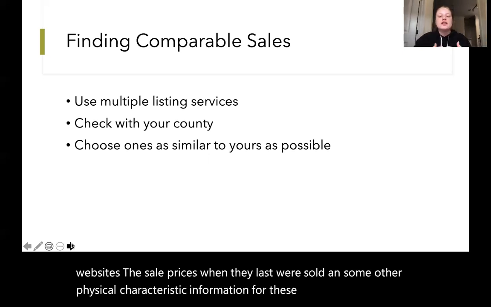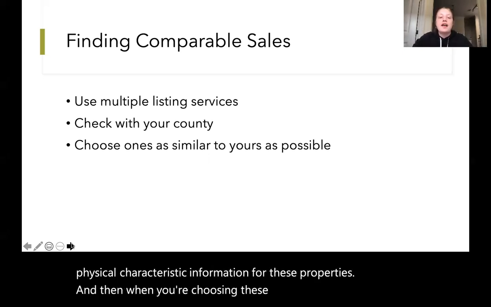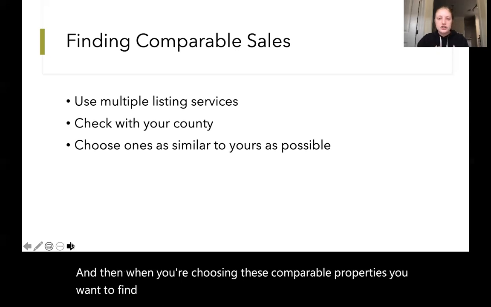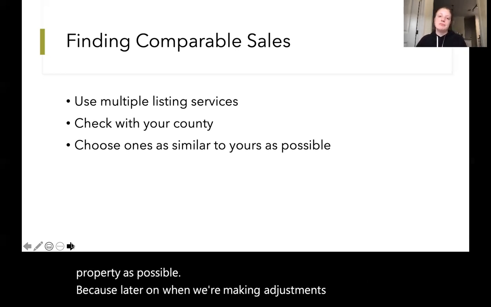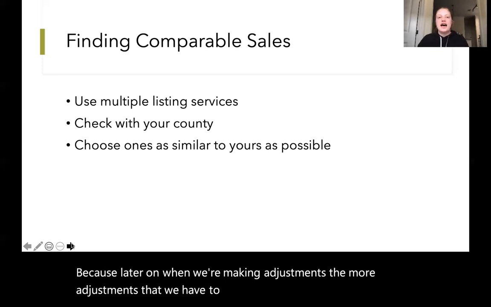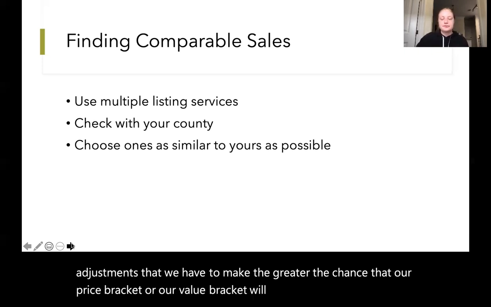And then when you're choosing these comparable properties, you want to find ones that are as close to your property, your subject property, as possible. Because later on, when we're making adjustments, the more adjustments that we have to make, the greater the chance that our price bracket or our value bracket will be a little bit off.